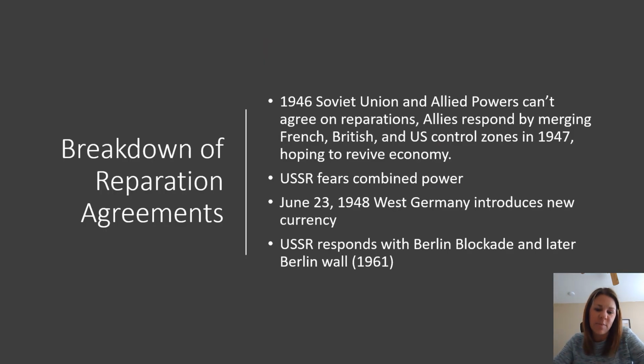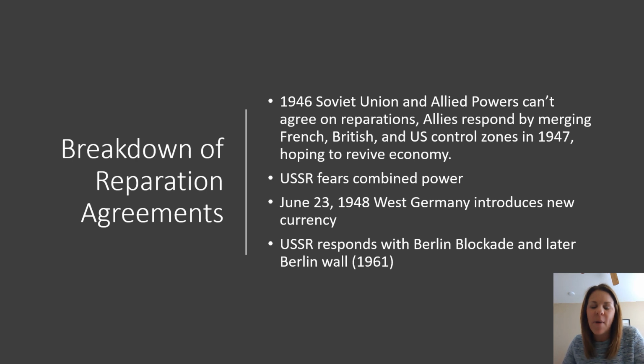Okay, so this is going to cause the breakdown of reparations, and again, I keep referring to that Berlin crisis, and the first step is the Berlin blockade. In 1946, the Soviet Union and the Allied powers cannot agree on reparations. Remember, the Soviet Union is the one that wants all the money paid back to them because, after all, this war wasn't their fault due to the Nazi-Soviet pact and the secret Polish protocol.